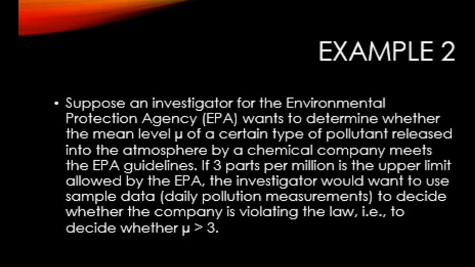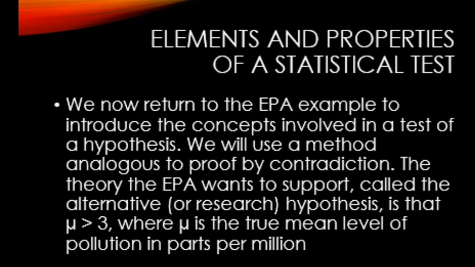Another scenario: suppose an investigator for the EPA wants to determine whether the mean level mu of a certain type of pollutant released into the atmosphere by a chemical company meets the EPA guidelines. If 3 parts per million is the upper limit allowed by the EPA, the investigator would want to use, again, sample data to figure out if the company is violating the law or not. And the company would be violating the law if the mean value is greater than 3. So mu greater than 3 is what we are trying to test.